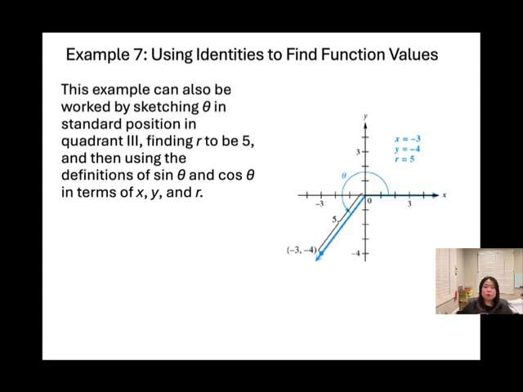Actually, for this example, there's another way to do it. We already know tangent theta equal to 4 over 3, and also theta will be in quadrant 3. So we could sketch theta here. Then we have the coordinates negative 3 and negative 4. We just need to find r. Then using the definitions of sine theta and cosine theta with x, y, and r, you should get the same answer. So those are two methods for working on this example. That's it.